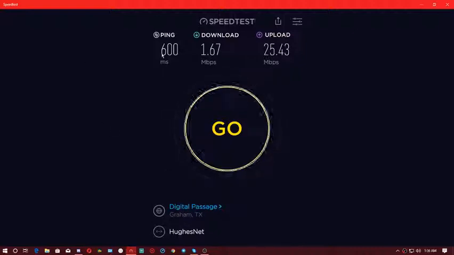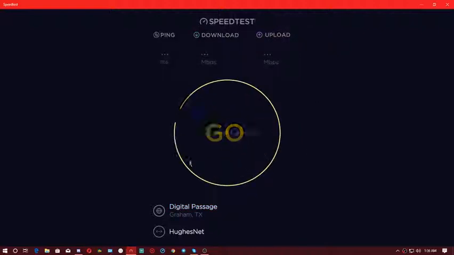Look at the speeds I'm getting with Hughesnet. The ping is 600 milliseconds even, flat, and the upload speeds, that's over a little over 3 megabytes per second. Well, let's do another speed test, see what happens.